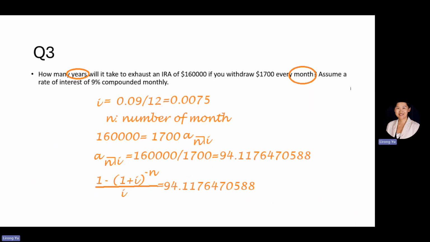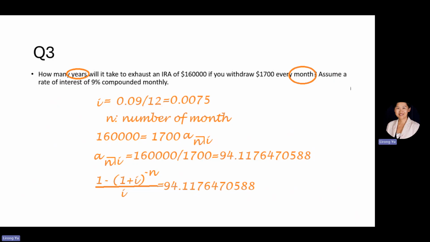All right, and then with all that, we have 160,000 equals 1,700 times a_n. We want to solve for n. n is part of the formula for a_n, so I'm solving for a_n first. You divide both sides of the equation by 1,700. We get a_n equal to 94.1176. All right, having that, a_n equals 1 minus v to the power n over i.